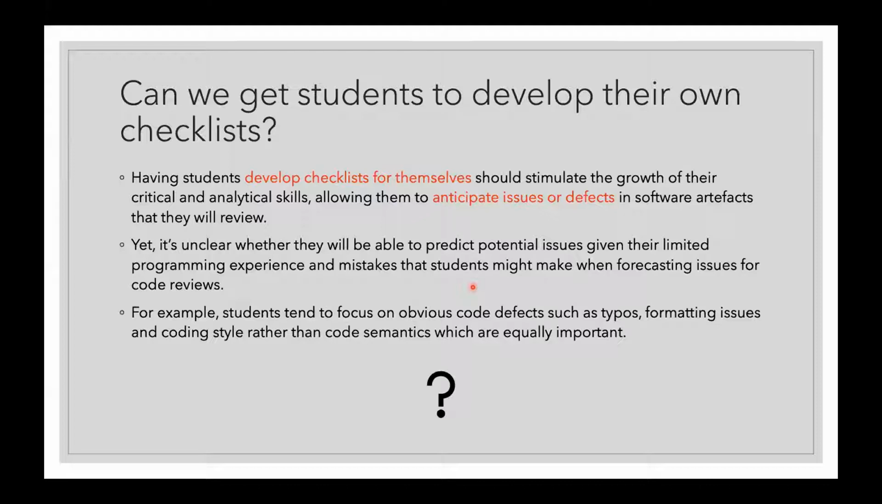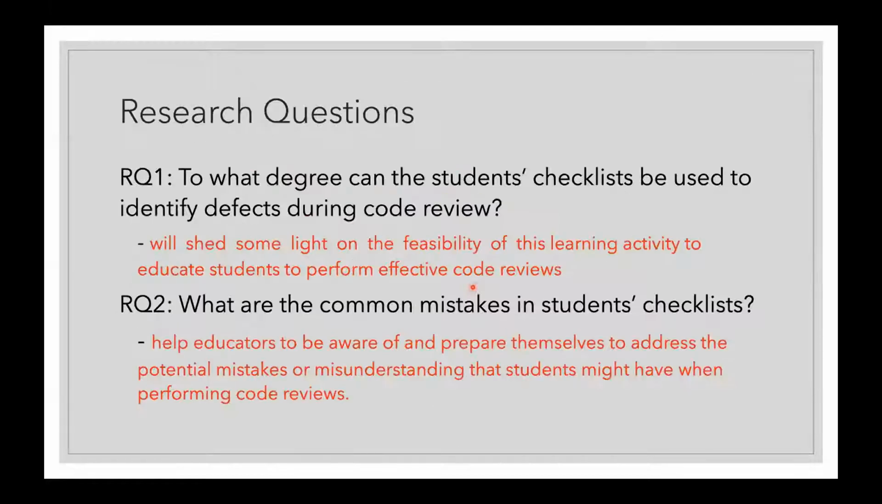However, we are still unclear whether the students can predict potential issues when they are preparing the code review checklist, and also whether these checklists prepared by the students are actually useful or not. So these are the two research questions that we'd like to investigate. The first one is, to what degree can the checklist prepared by the students be used to identify defects during code review? By answering this question, we might get some idea whether getting the students to create their own checklist can be part of the syllabus when we are offering code review related subjects to the students in a university environment.